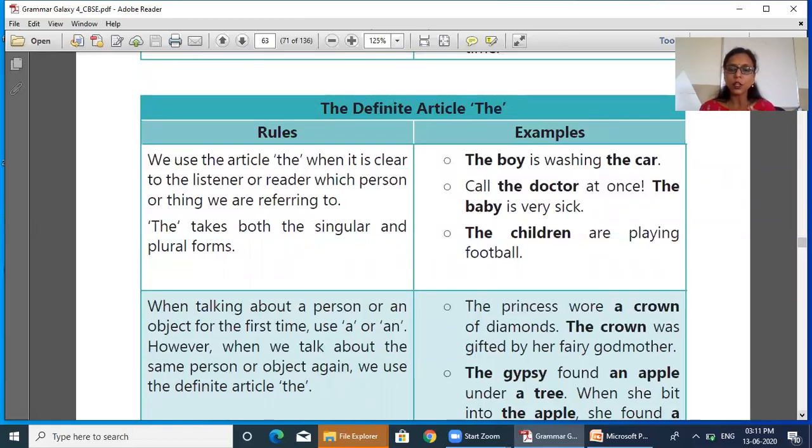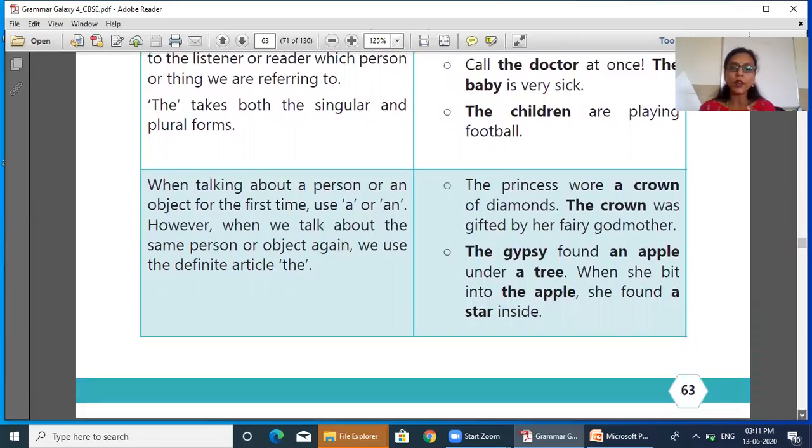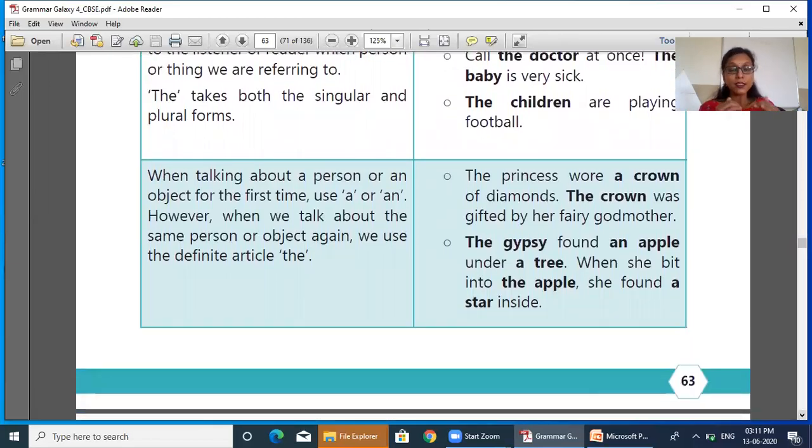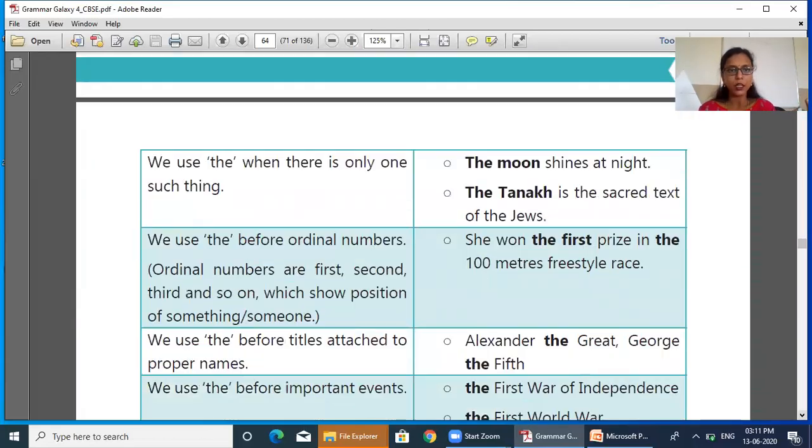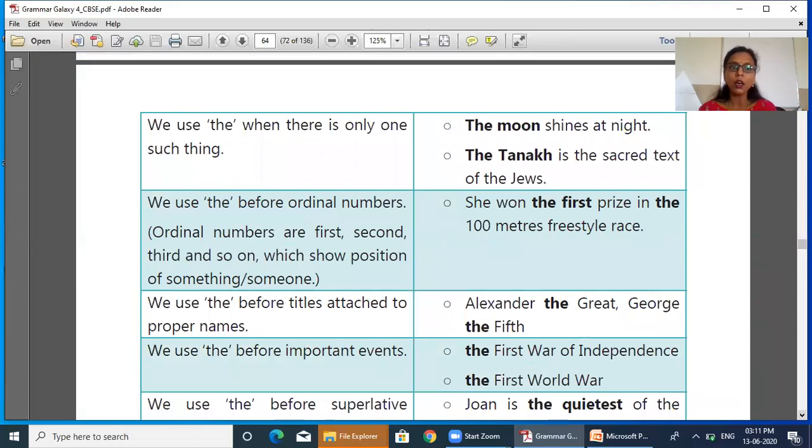Next, we use "the" when in the second sentence we use the same noun which is used in the first sentence. So in the second sentence, the particular noun is repeated. In such cases, we use "the". Next, we use "the" when there is one of that kind, one such thing. Moon, stars, earth, as I said. The seven wonders are one such thing as a group.